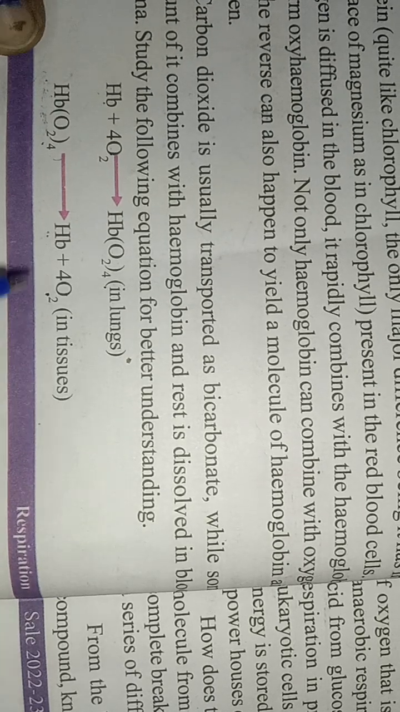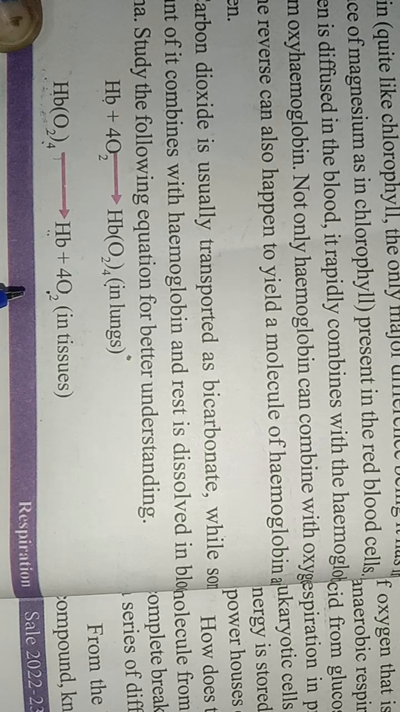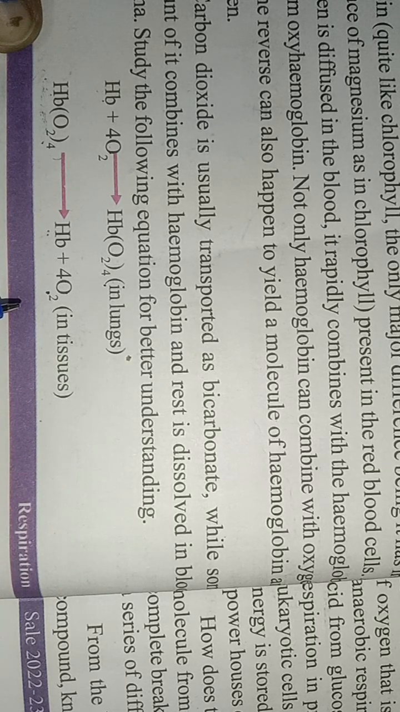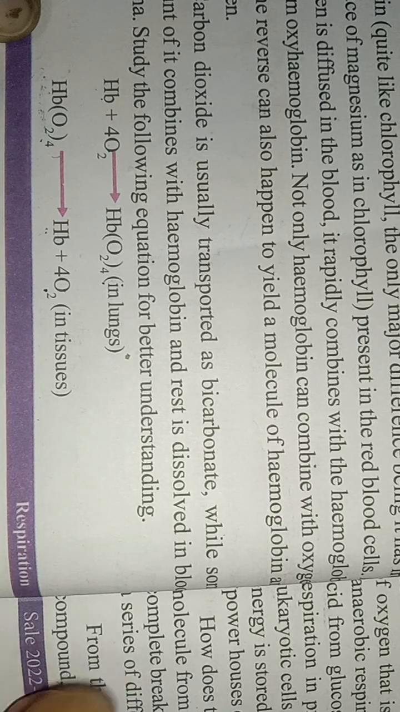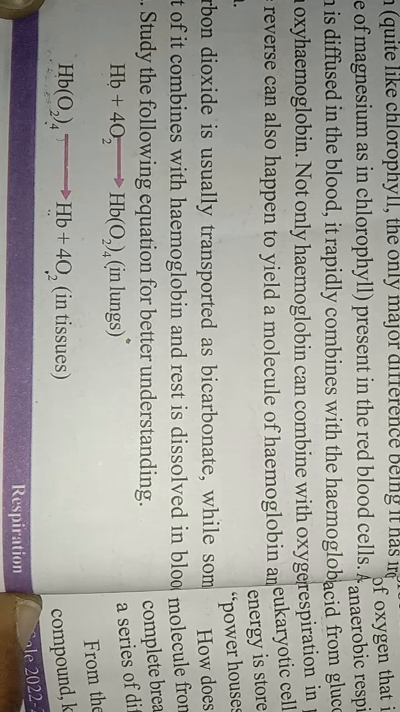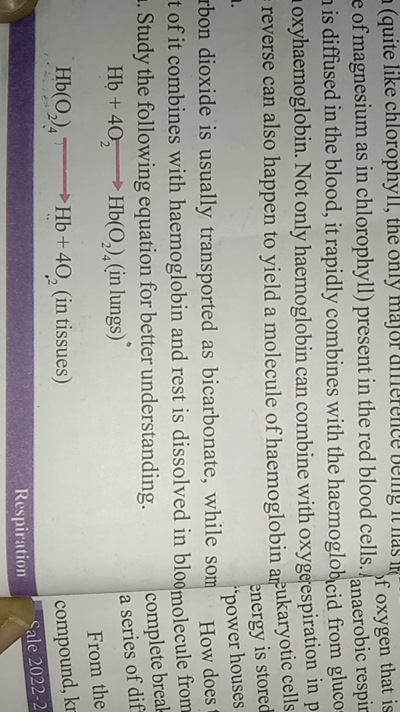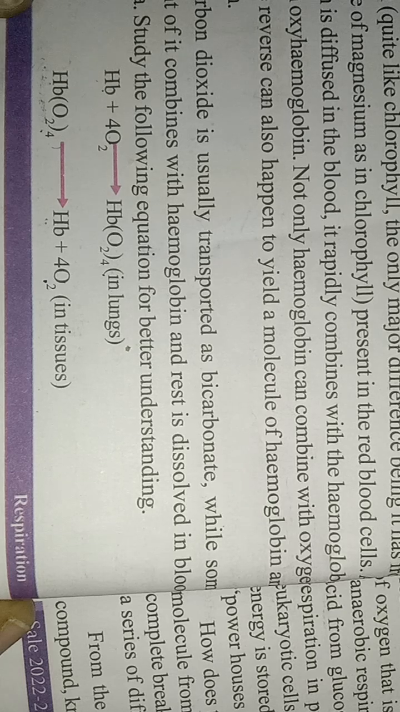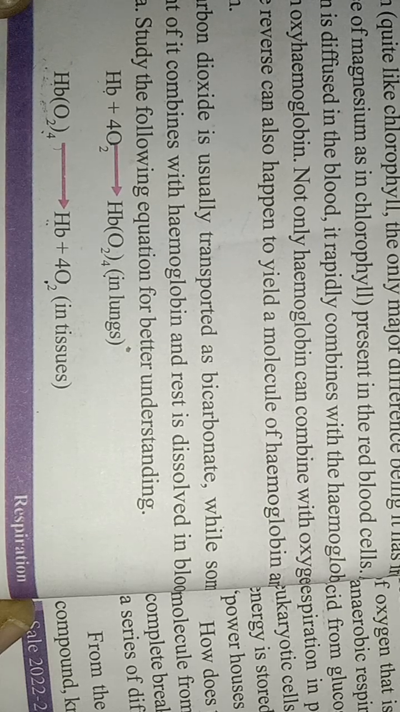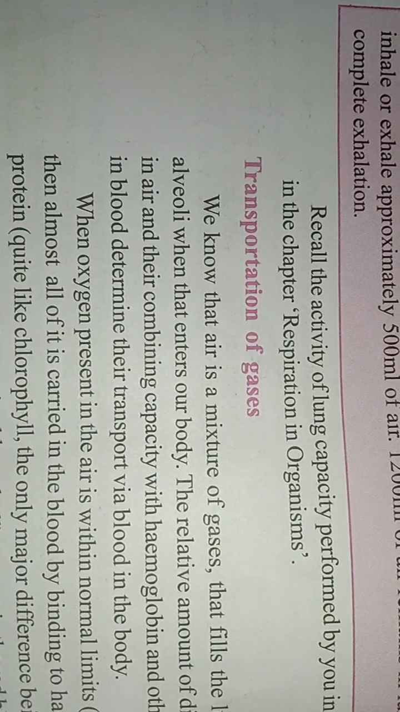What is happening after oxygen is taken by the cells in our body? Our cells continuously use this oxygen and they release carbon dioxide. Carbon dioxide is usually transported as bicarbonate, while some amount of it combines with the hemoglobin and the rest is dissolved in blood plasma. So some percentage is dissolved in the plasma and some combines with the hemoglobin. That is the story of the transportation of gases.